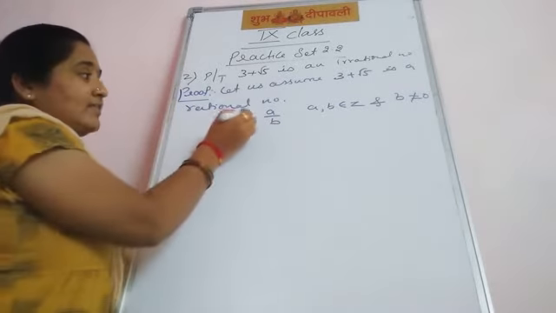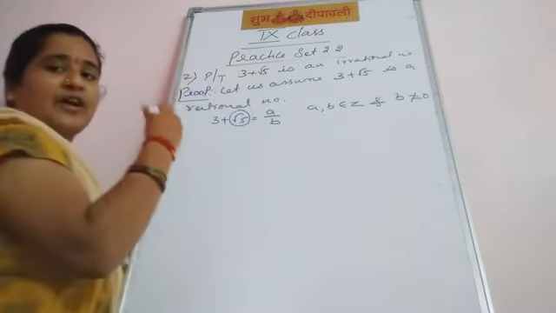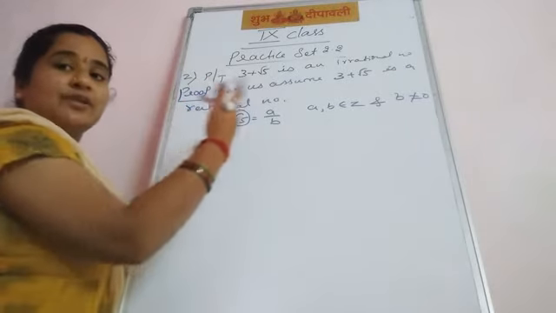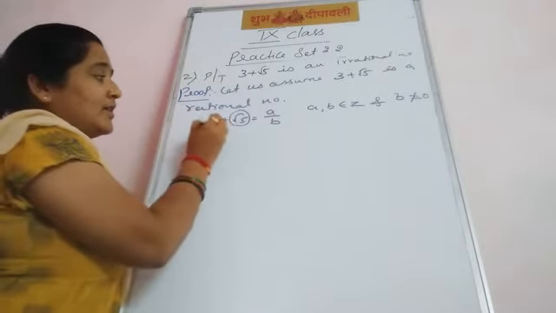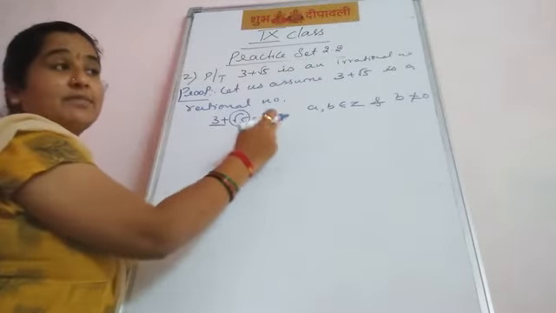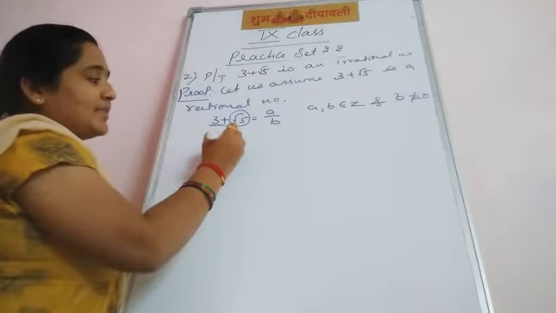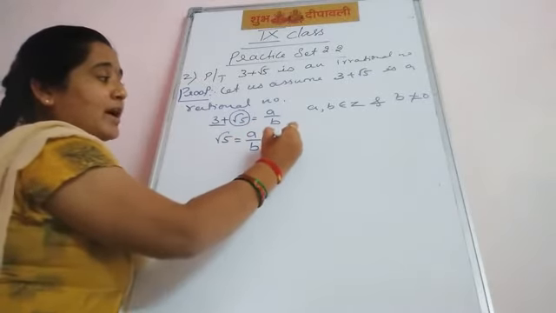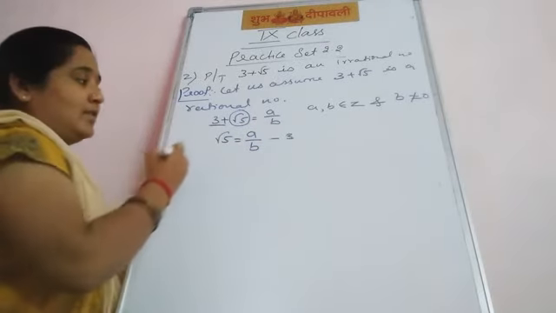On the left side we keep root 5, and whatever remaining terms should be taken to the right side. Here positive 3 is there. If you take it to the right side, it becomes root 5 equals a upon b minus 3.